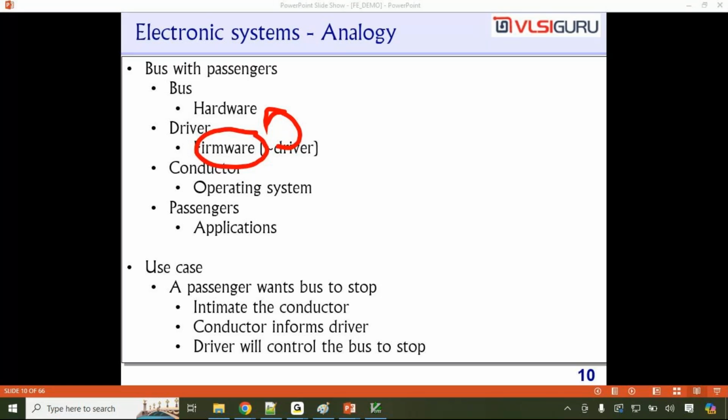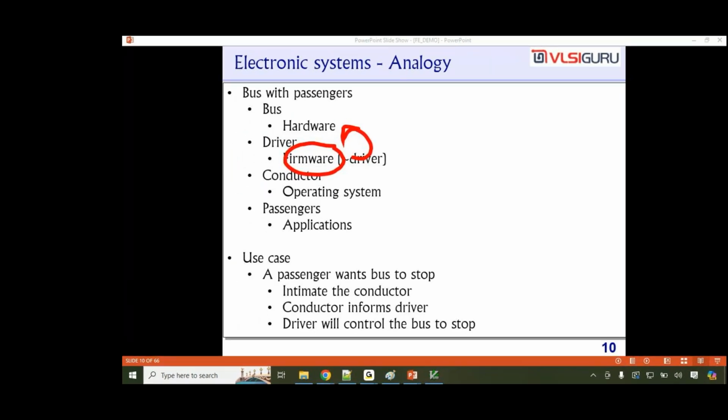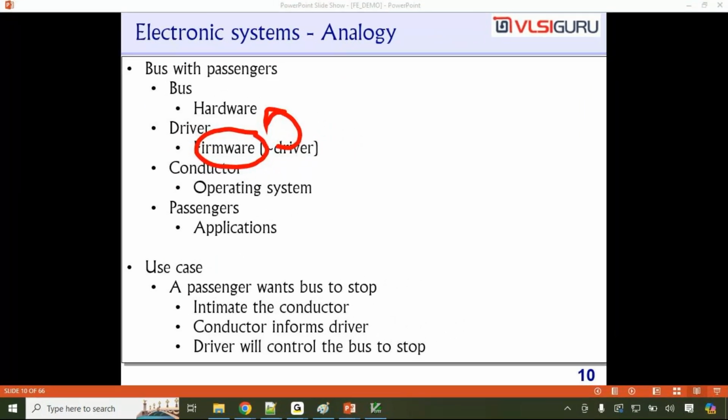Okay, let's repeat again. How does the firmware control the hardware? By programming the registers that are present in the hardware. Inside the hardware, there will be something called configuration registers. Why the term configuration? Because we are configuring the hardware behavior.